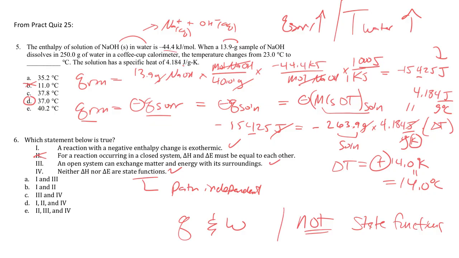I didn't read it right. I read it as both delta H and delta E. It's saying neither are state functions. So reading comprehension fail for me, but at least it wasn't an option, so at least I could correct myself and see that, no, I read it wrong. So they are both state functions, so "neither of them are state functions" is an incorrect statement.